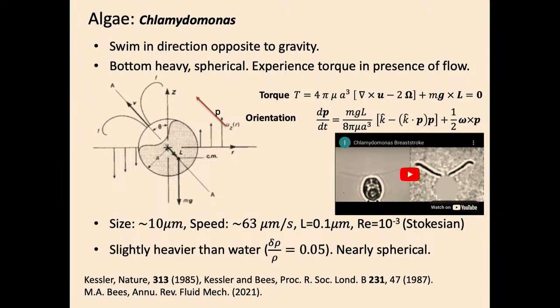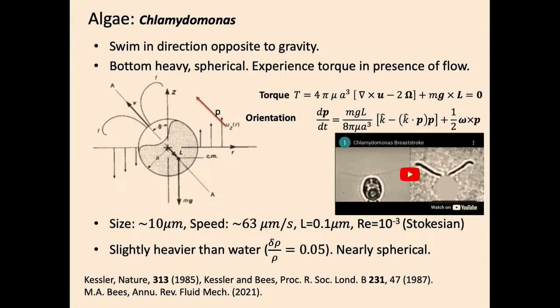So what is the total torque? There's a drag term, which is the standard drag term. Curl of u is the velocity of whatever flow you have. Omega is the rotational velocity of the organism itself, and this is the torque. Mg is the direction of the gravity. L is the distance of the center of geometry to the center of mass of the system, right? So that's the net torque on the system.